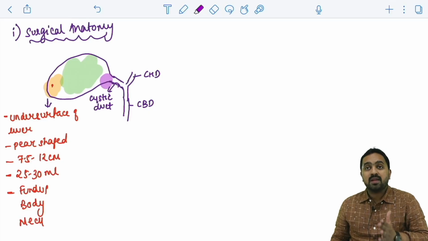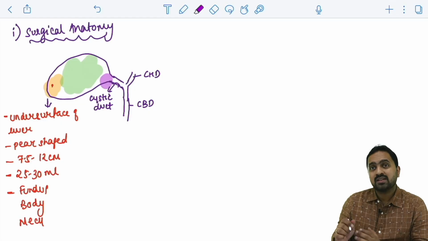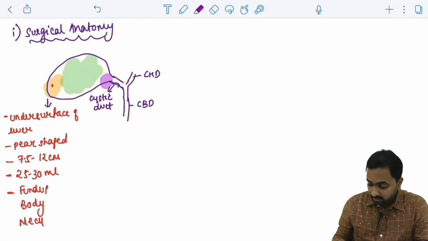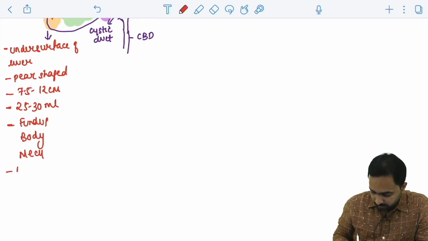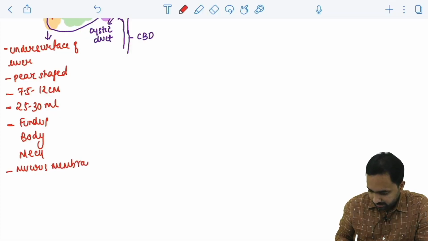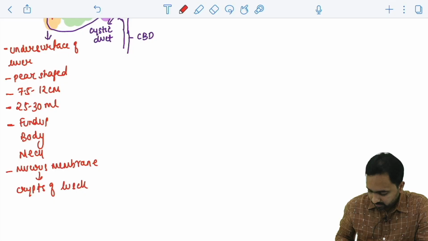So the gallbladder consists of a fundus, body, and neck, and there is an outpouching near the neck, which is also called the Hartmann's pouch. So the mucous membrane of the gallbladder has small openings which are called crypts of Luschka.